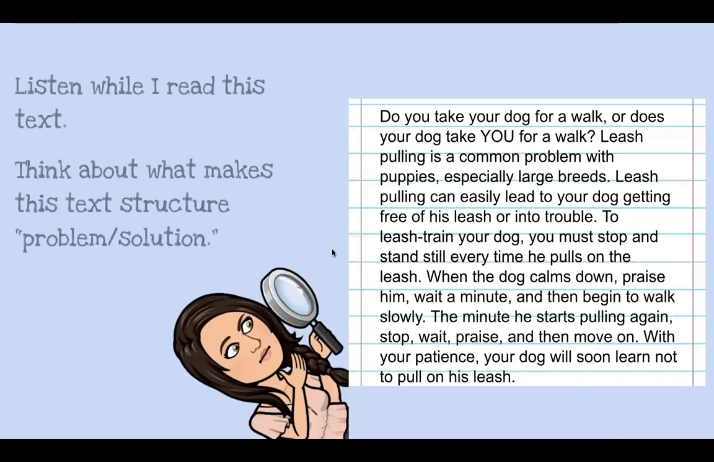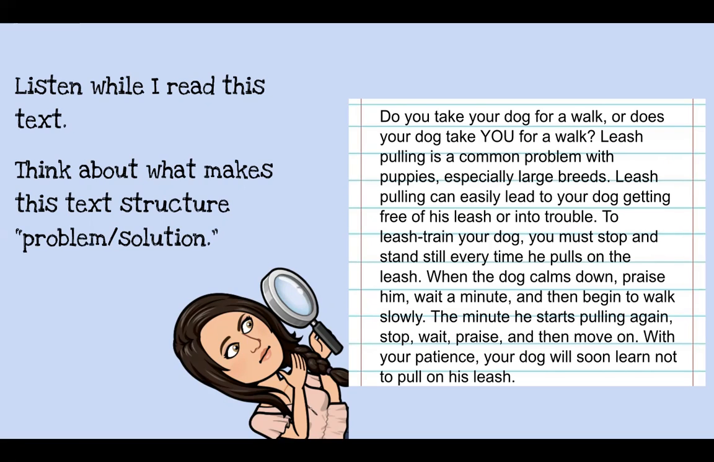So here is a problem solution text. So I'm going to read it out loud to you. And while I'm reading, I want you to be thinking about, how do you know that this is a problem solution text? Are there key words here that let us know? Do you see the problem being presented? Do you see solutions being presented? So read with me and listen carefully while I read it out loud.